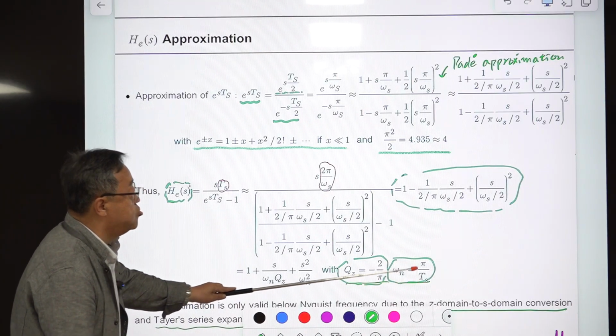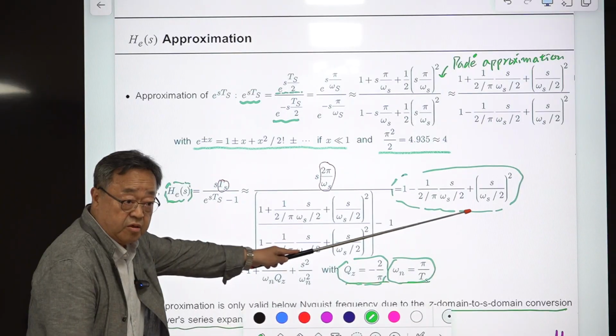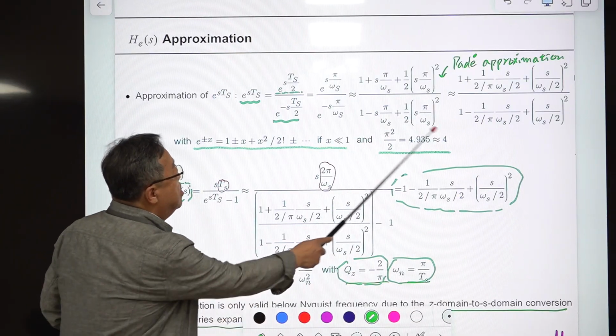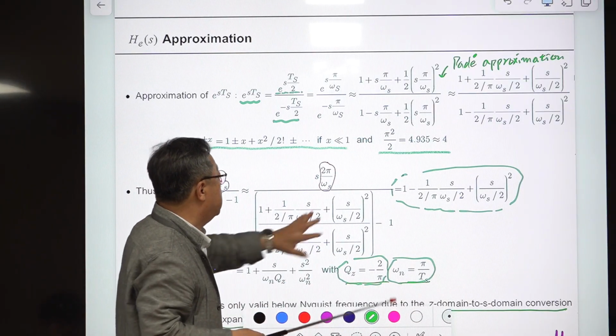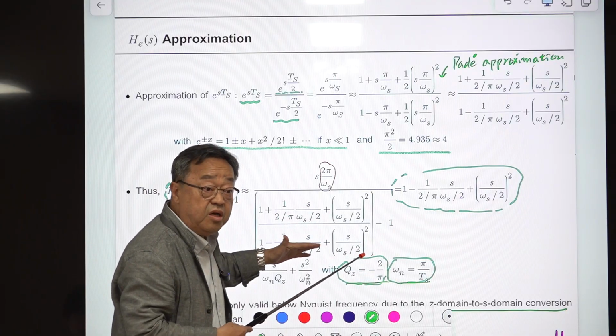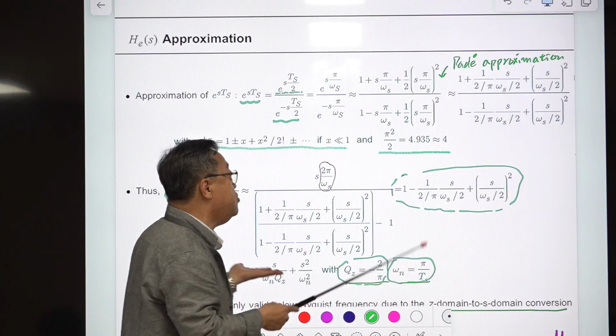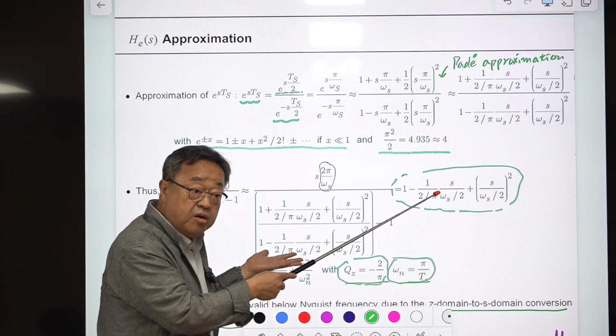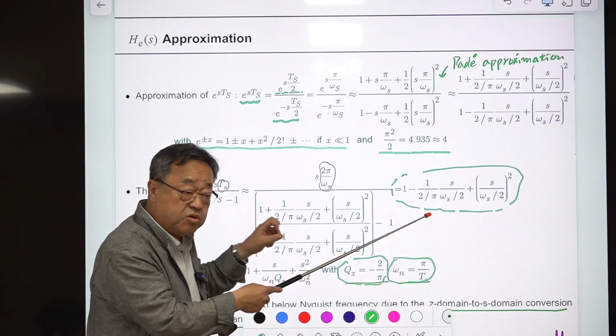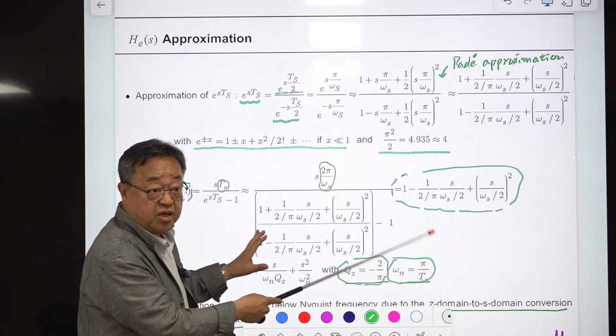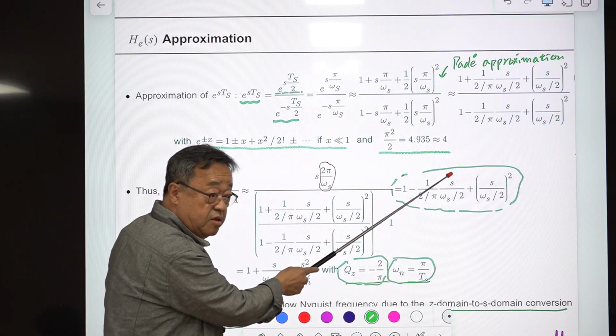This is half the switching frequency. This is very critical. Otherwise, this will not be this simple. With this approximation, it was possible to put this in a nice form, all right? And he was talking about half the switching frequency, something like that, with this.